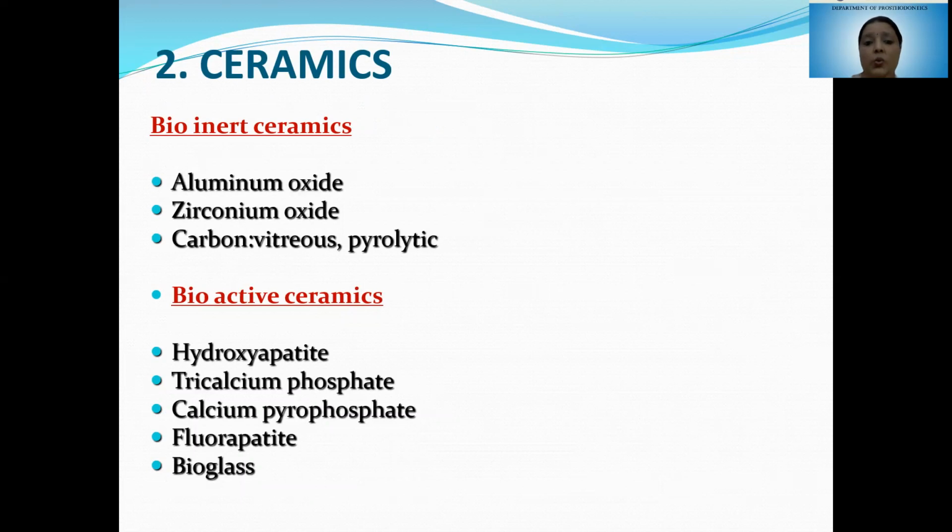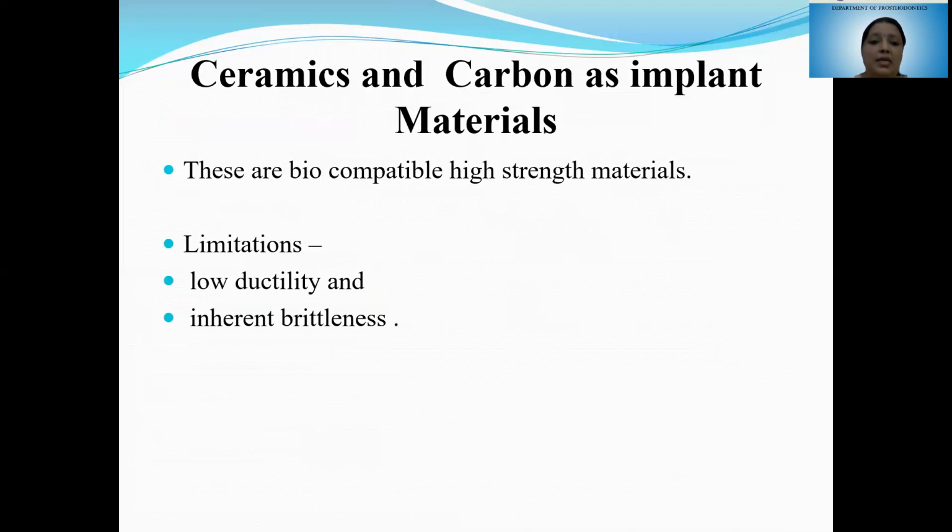Ceramics can be bio-inert ceramics like carbon, zirconium oxide, or aluminium oxide, or it can be bioactive ceramics like TCP, hydroxyapatite, calcium pyrophosphate, fluorapatite, and bioglass. Ceramics and carbons are biocompatible, high-strength materials, but they are inherently brittle and have very low ductility.